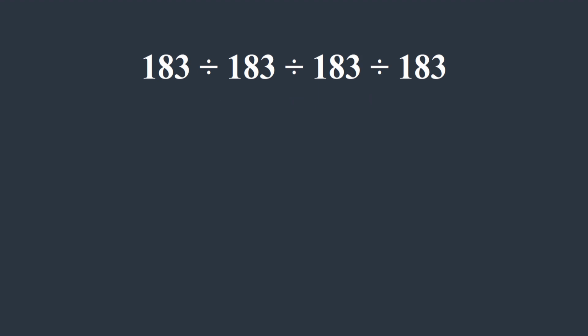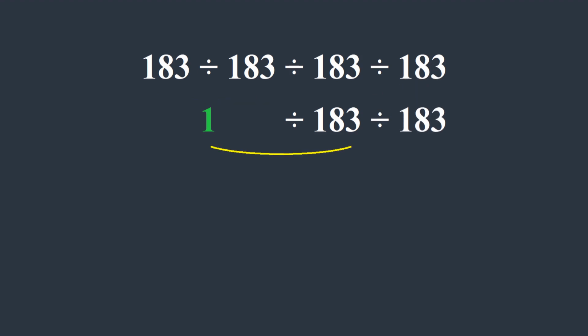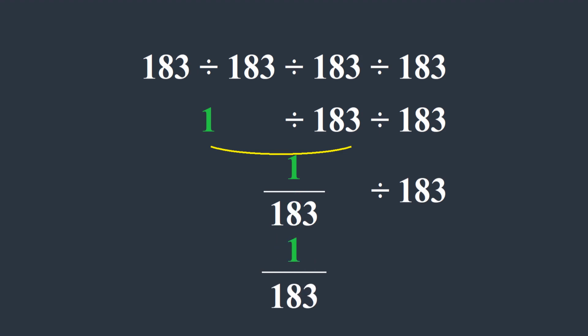So we have first this division, 183 divided by 183 equals 1. So we have 1 divided by 183 divided by 183, and we can write this part as 1 over 183 divided by 183. So we must keep the first fraction 1 over 183 and change division to multiplication.